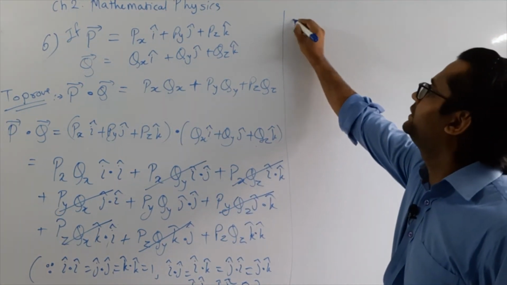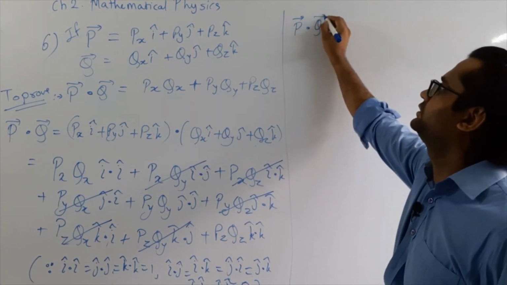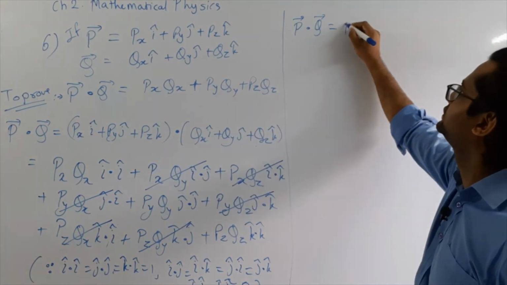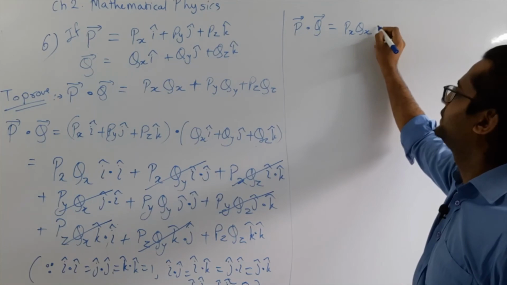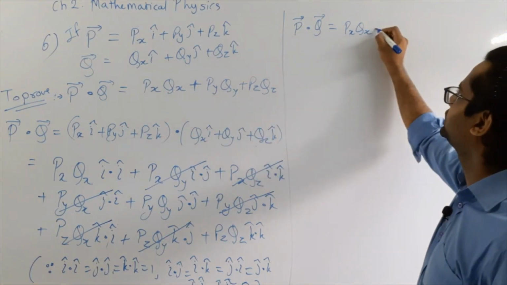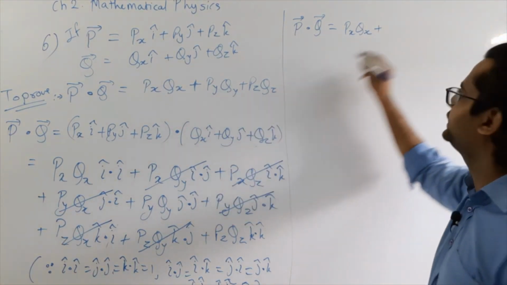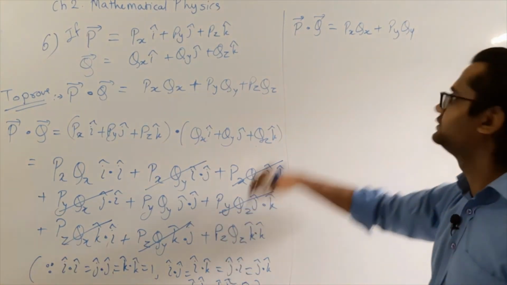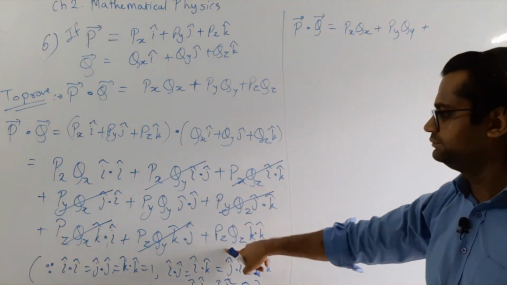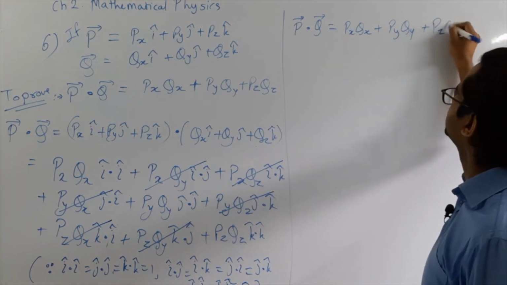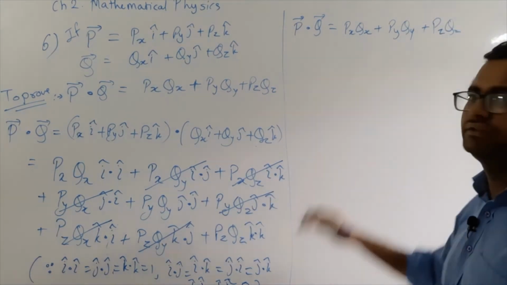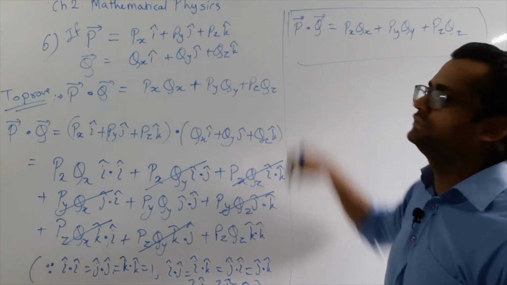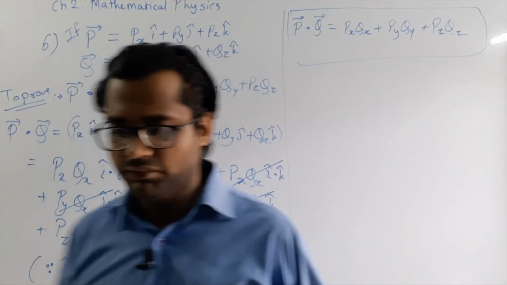LHS is p bar dot q bar equal to what is left? px into qx into that 1, so we will not write that 1, plus py into qy into that 1 again, we will not write that 1, plus pz into qz and again 1, we will not write that 1. So this is our proof. Okay. So this is how we have proved it.